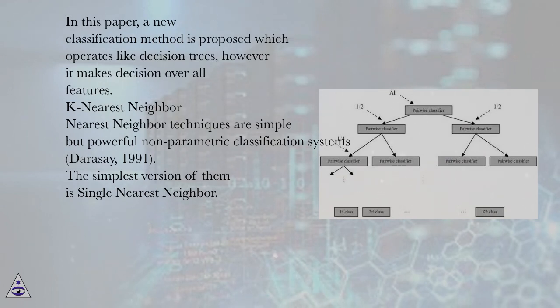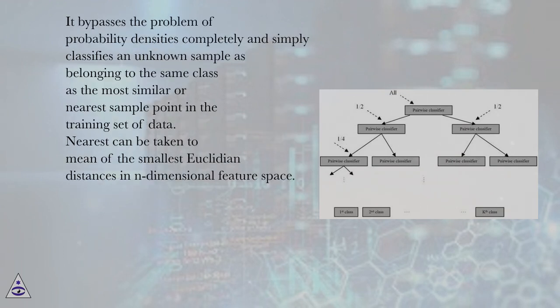The simplest version of them is single nearest neighbor. It bypasses the problem of probability densities completely and simply classifies an unknown sample as belonging to the same class as the most similar or nearest sample point in the training set of data. Nearest can be taken to mean the smallest Euclidean distance in n-dimensional feature space.